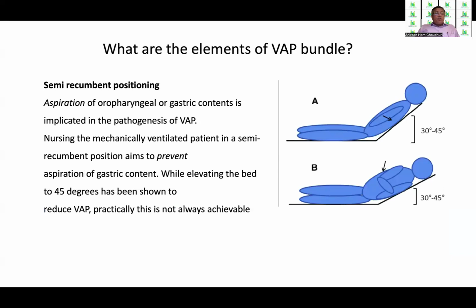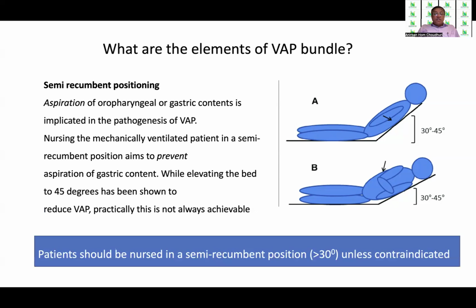We know that aspiration of oropharyngeal or gastric contents is implicated in the pathogenesis of VAP, and nursing a mechanically ventilated patient in a semi-recumbent position can prevent aspiration of gastric content, while elevating the bed to 45 degrees has been shown to reduce VAP. It may not always be achievable, but even if it's somewhere between 30 to 45 degrees, it can be useful in reducing the risk of VAP. So patients should be nursed in a semi-recumbent position around 30 to 45 degrees unless contraindicated.